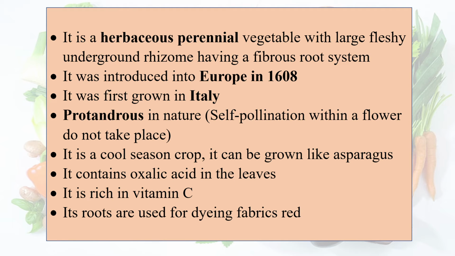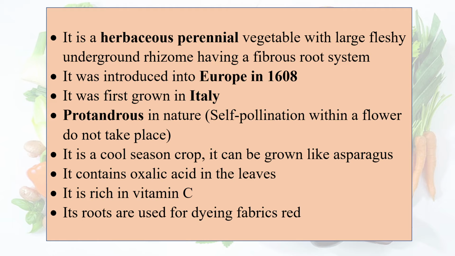Next, it is a herbaceous perennial vegetable with a large fleshy underground rhizome, which has a fibrous root system. Yes, it is a perennial crop with large fleshy underground rhizomes which have a fibrous root system. It was introduced into Europe in 1608 and it was first grown in Italy. We have to note this. It was first grown in Italy and it was also introduced in the USA in the 18th century. Okay, this is also important. And one more thing, it is protandrous in nature.